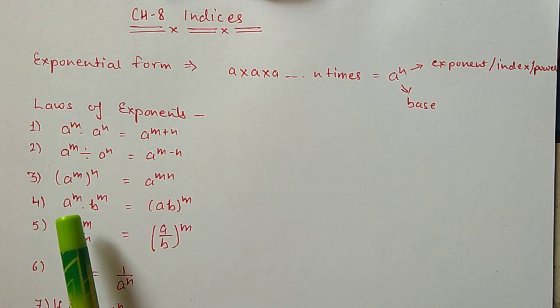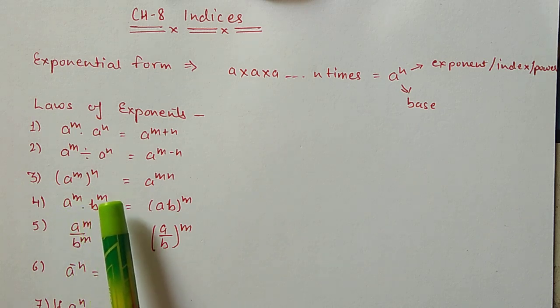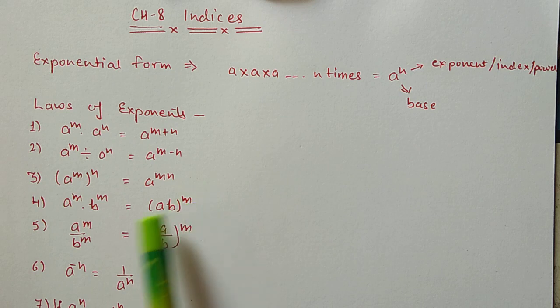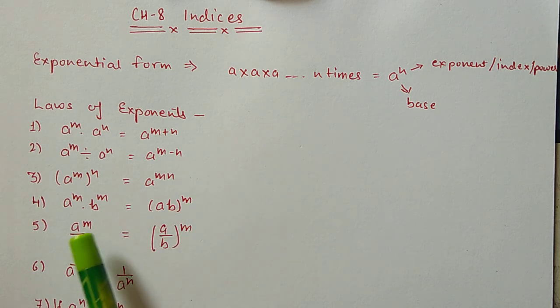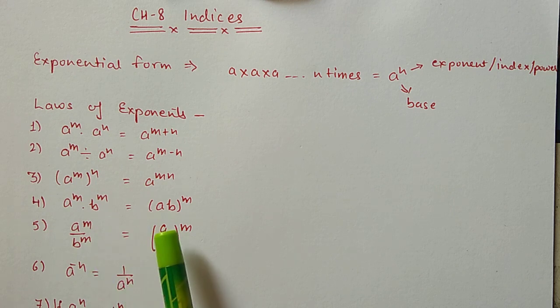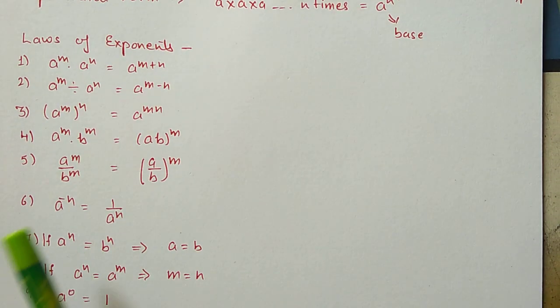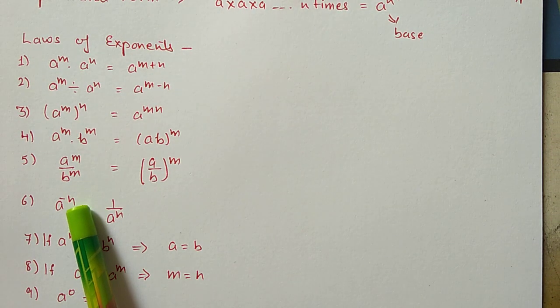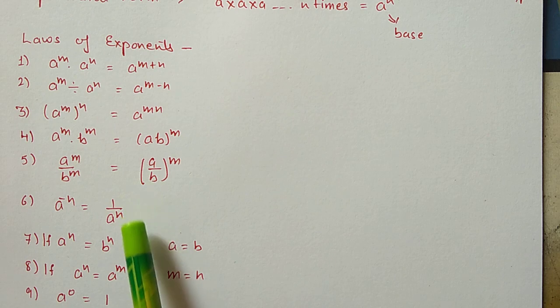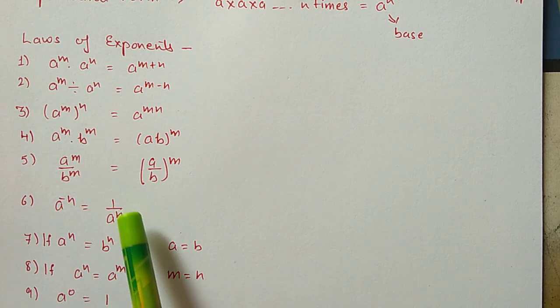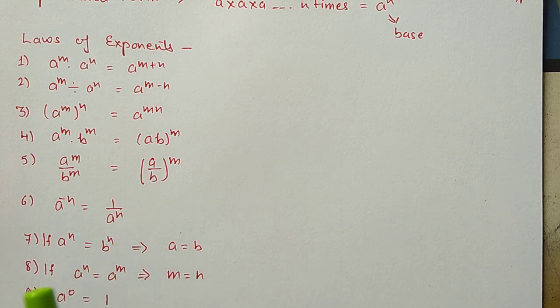Fourth we have a to the power m and b to the power m, which we can write as ab whole to the power m. Same thing for division, if you have a to the power m divided by b to the power m, that you can write as a by b whole to the power m. Sixth rule, a to the power minus n, if you want to change it into the positive power, then we have to do the reciprocal of this. Reciprocal it, power will become positive.